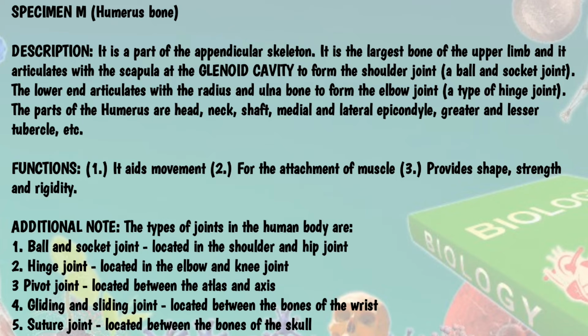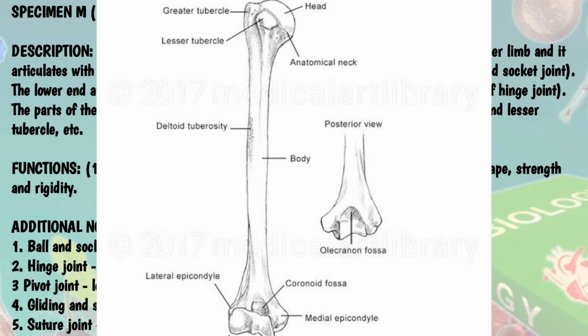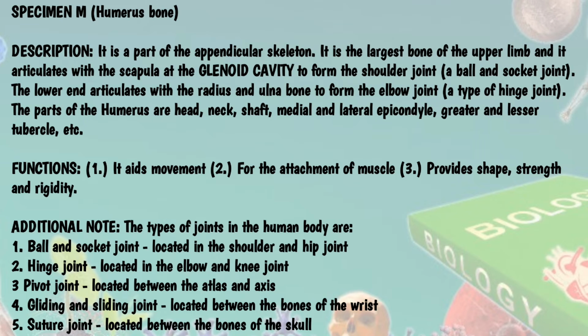So the parts of the humerus which you should know are the neck, the head, the shaft, the medial and lateral epicondyle, and the greater and lesser tuberosity. So for functions, it is obvious they aid movement, they are a factory of muscle, and then they provide shape, strength, and rigidity. So just to add, you should know the various types of joints in case you're asked in an exam, and where they are located.